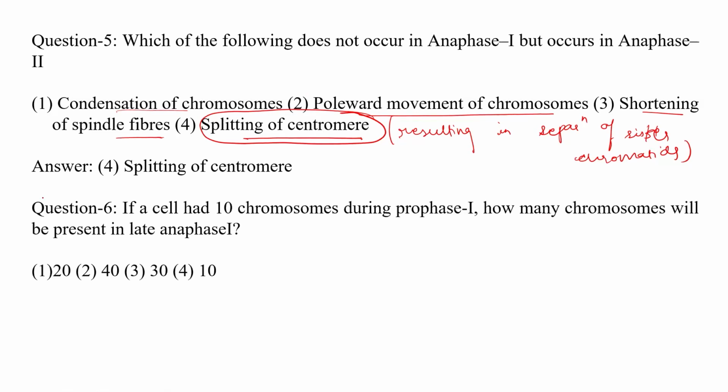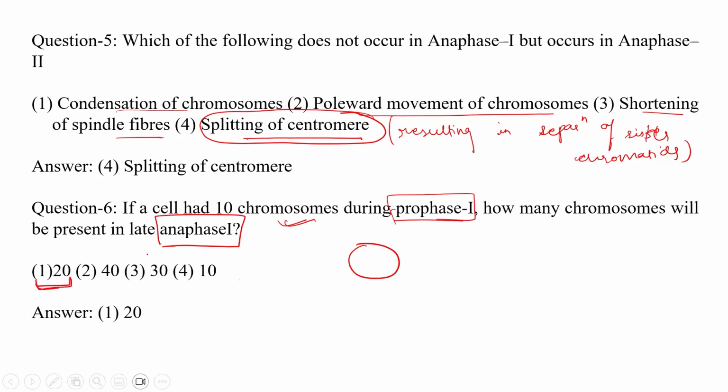The next question is, if a cell had 10 chromosomes during prophase 1, how many chromosomes will be present in the late anaphase 1? So in prophase 1, if it has 10 chromosomes, now the separation will happen and it will have how many chromosomes? Now it will have 20 chromosomes. Fine.